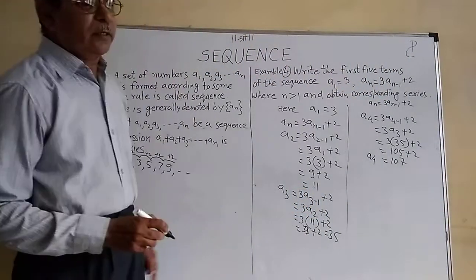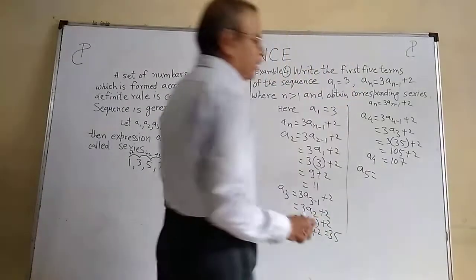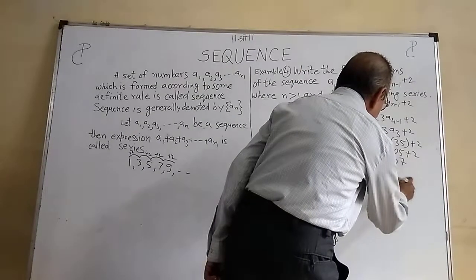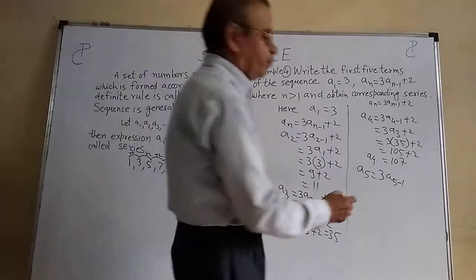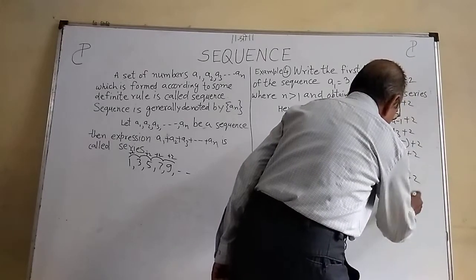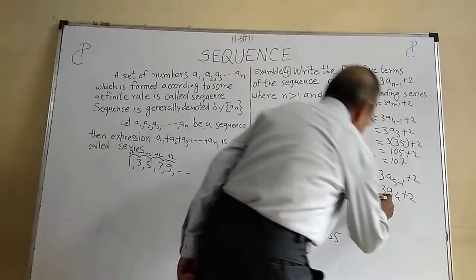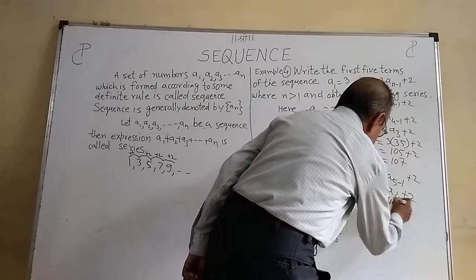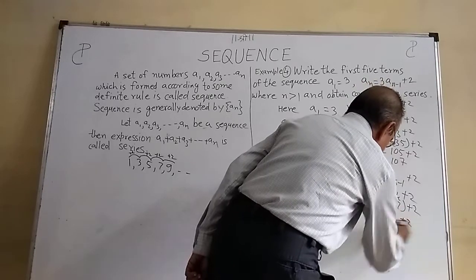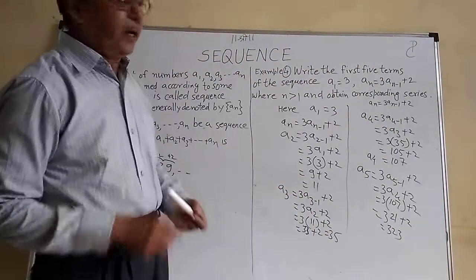And after that, a5 is equal to 3a(5 minus 1) plus 2, that is 3a4 plus 2, and a4 is equal to 107. So a5 is 323.